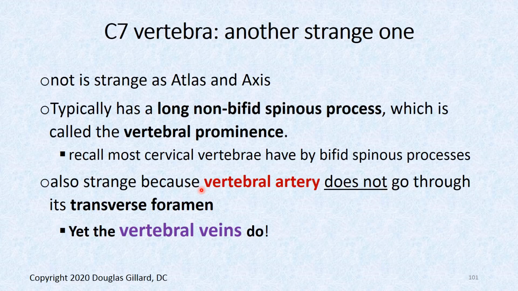All right, last thing I just want to mention is the C7 vertebrae, because I have in my practice seen these things. C7 is not quite as strange. It has that long bifid spinous process called the vertebral prominens.